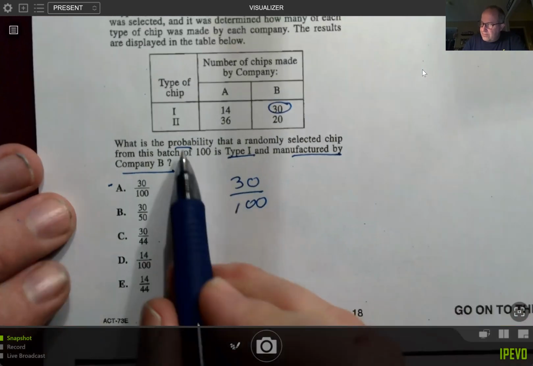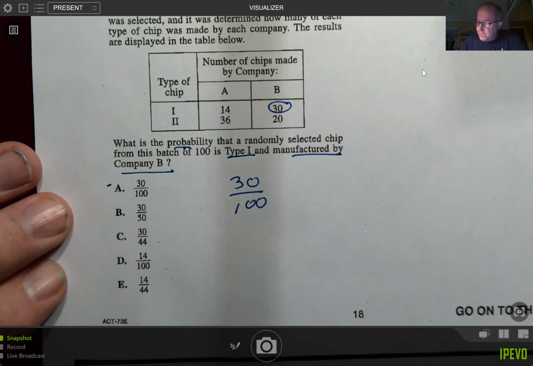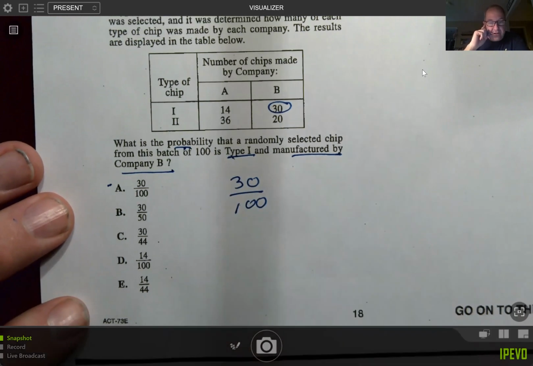What's the probability? So we've been doing a lot of probability. I think we actually did this one. If you didn't do any of the probability videos we had earlier, we did 2 of them. Go back and look at them. You'll see maybe 6 to 7 probability questions per test. It's a good thing to learn.